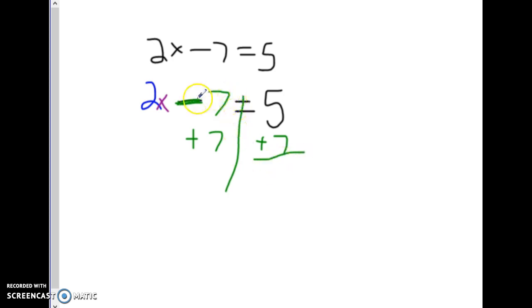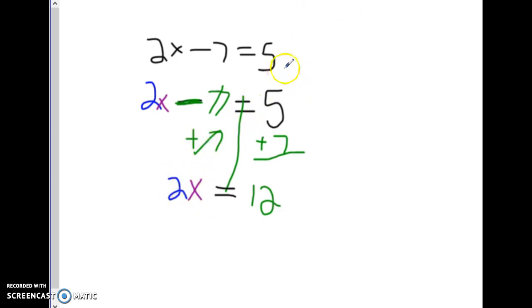Alright, well, 7 minus 7 is 0, so these guys cancel out. And we're just left with 2x. So we'll write our 2x equals, alright, and now we've got 5 plus 7. 5 plus 7 is just 12. Okay, is the x by itself?